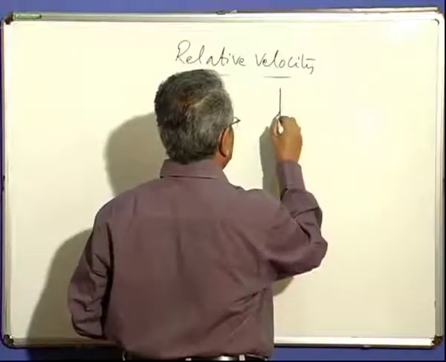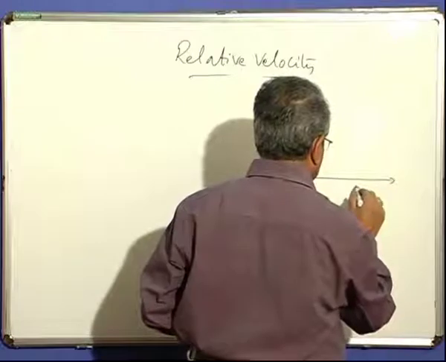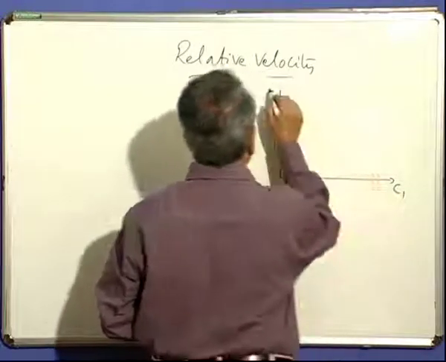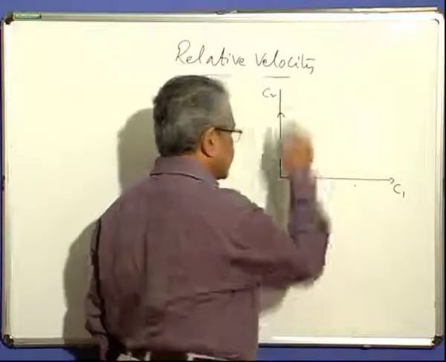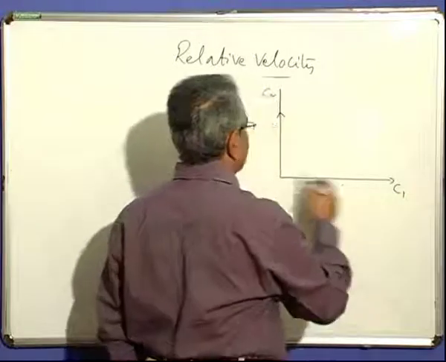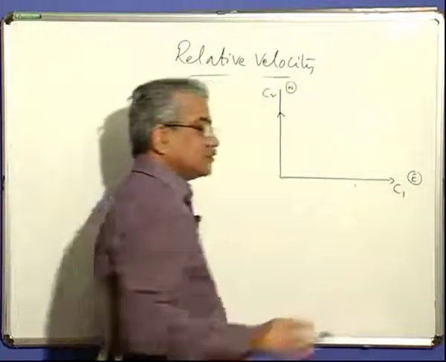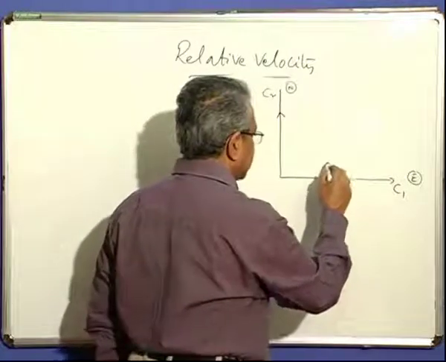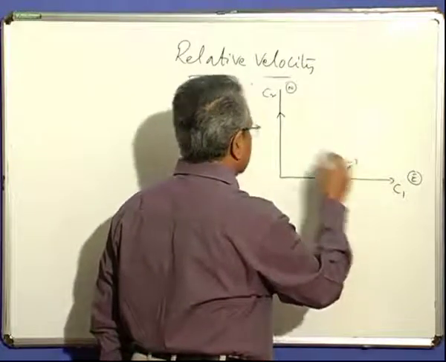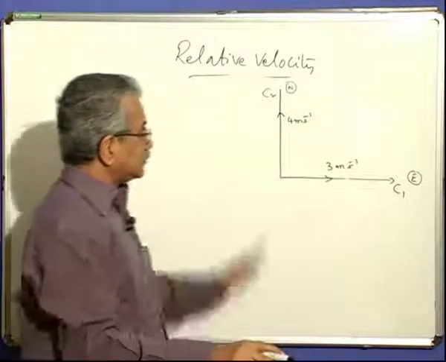In 2 dimensions we will see. Suppose there is a car 1 here, and car 2 here is moving. They are moving at right angles to each other. One is going towards east, say, and another is going towards north, say, with some velocity. Say it is moving with velocity 3 meters per second. This is moving with velocity 4 meters per second in that direction.